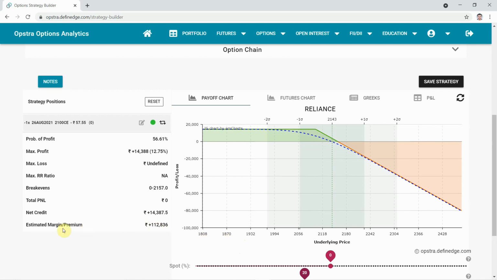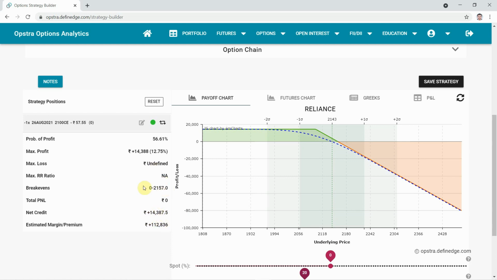Here you can see that the estimated margin required by the seller is 1,12,836 and the net credit is 14,387.5 rupees. This is the same amount that the buyer is giving to the seller. This is the premium amount. The seller needs to maintain this margin as we discussed, and the seller would also get an additional 14,387.5 rupees from the buyer as premium. So if the seller wins, then this premium entirely belongs to the seller.